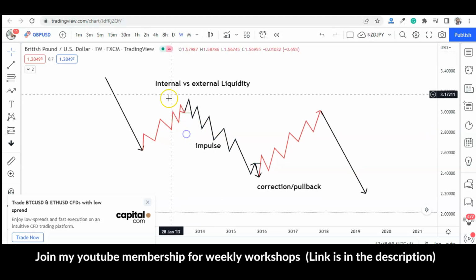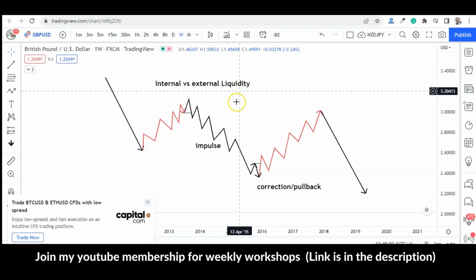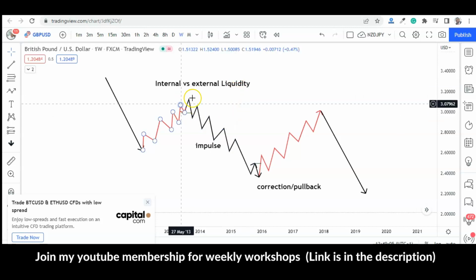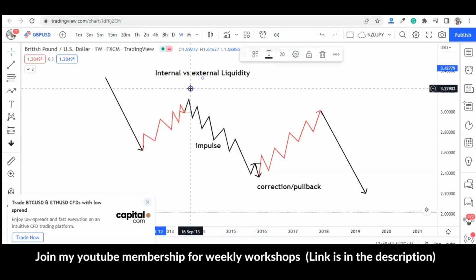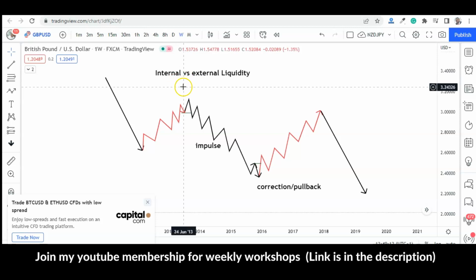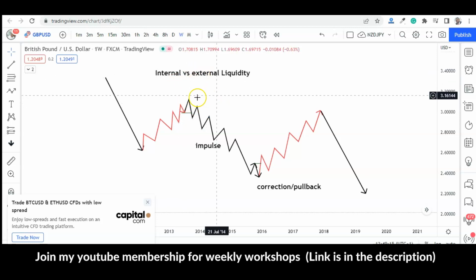In today's video, we will be looking at internal and external liquidity and how smart money use this to move the market around. If you understand this concept alone that I'm sharing with you here, these are pure premium content, okay? It will add value and confidence to your trading.